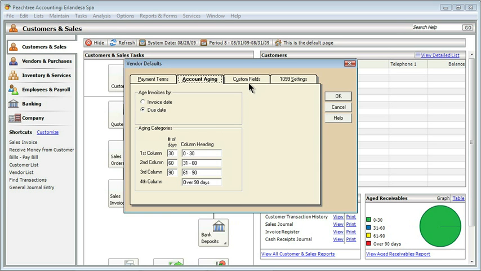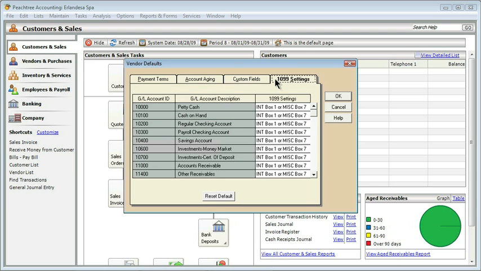We can create custom fields for virtually anything that we work with in Peachtree, and the last tab is about 1099s. Remember that you have to send a 1099 form to someone who is not a corporation, but someone to whom you pay more than $600 in a year.